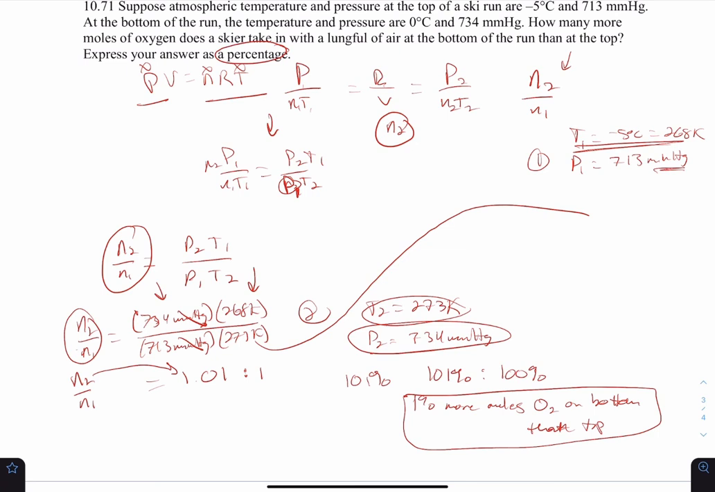All right, so this is how we solve for a question like this. And then solving for percentage, just make sure that it's ratios and percentages. Be careful with what you compare them to, but ultimately there should be 1% more moles of oxygen on the bottom of the run than the top of the run.